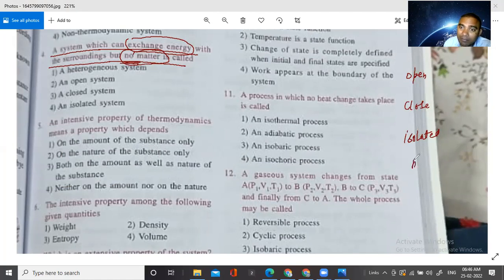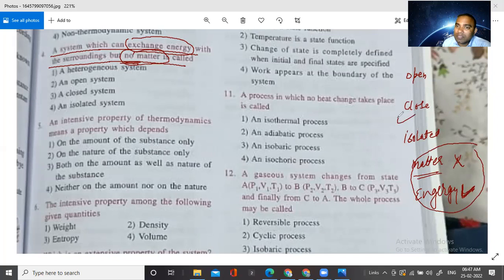Matter not changing. Open? No, think on it. Matter not changing means you cannot remove the matter, but energy is changing. Energy is being exchanged. So which can be the answer? Tell me. Okay. So it is the closed system.